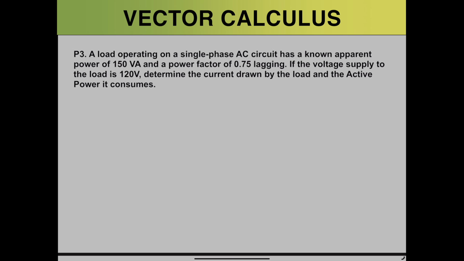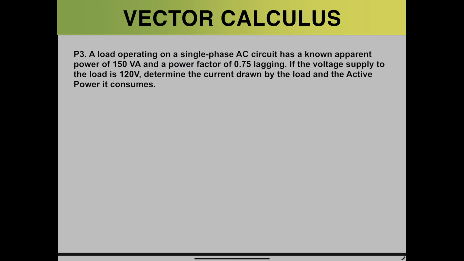So let's move on to the third question. Now let's dive into the third question. The question is saying a load operating on a single phase AC circuit has a known apparent power of 150 volt-amperes and a power factor of 0.75 lagging. If the voltage supplied to the load is 120 volts, determine the current drawn by the load and the active power it consumes.